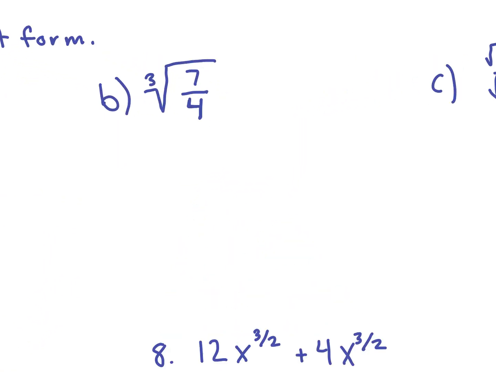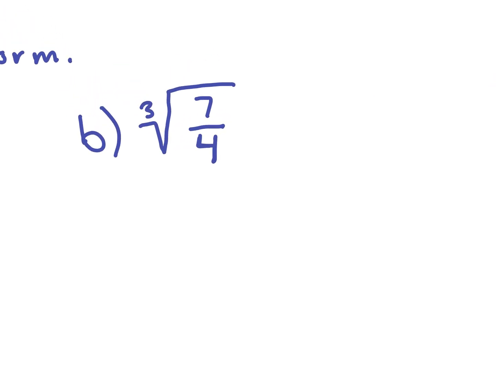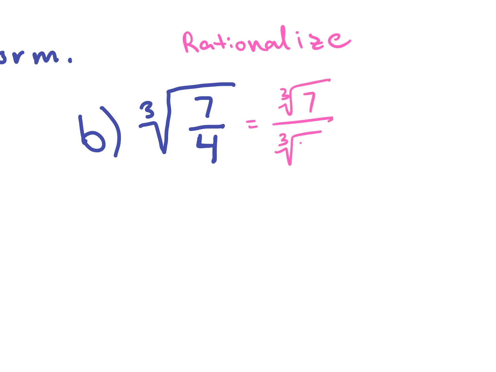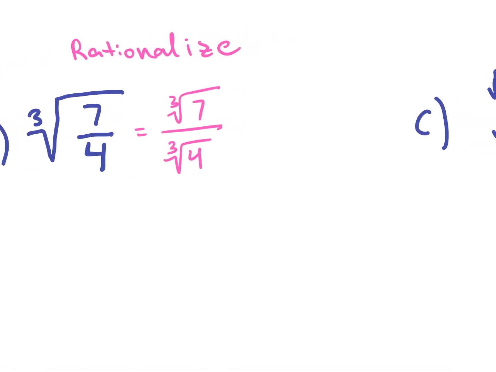So for number 6, let's do B. So we can't have a fraction in a square root. We also can't have a square root in the denominator of a fraction. So that means that we have to rationalize. So we need to make sure that our denominator is a whole number. So I'm going to split these up just so we can deal with the top and the bottom separate. So the cubed root of 7 over the cubed root of 4. So let's see what we need to multiply to our denominator to make it a whole number. Because our goal is to make the denominator a whole number. Whatever we multiply to the denominator, we also have to multiply to the top too.